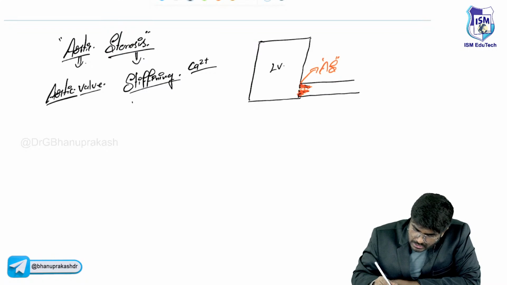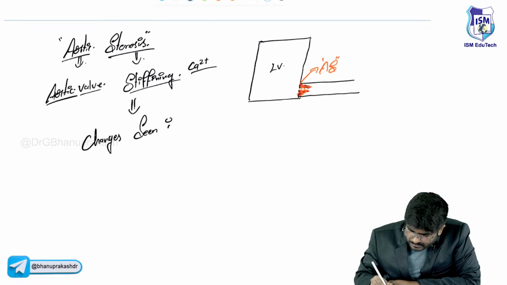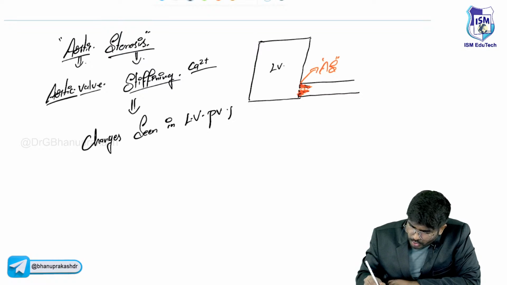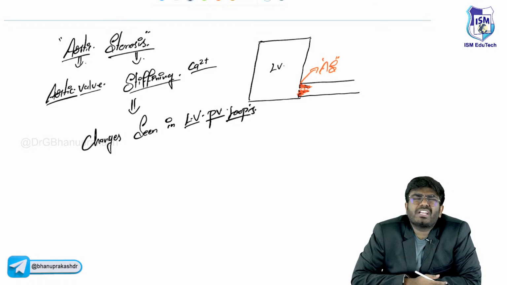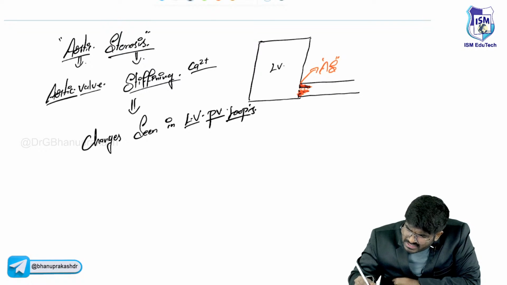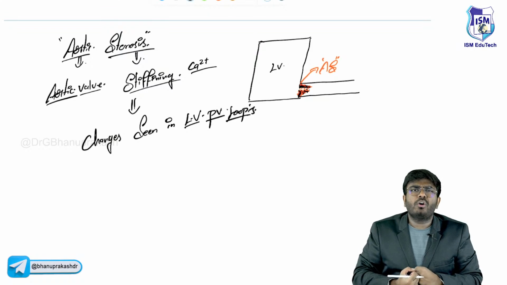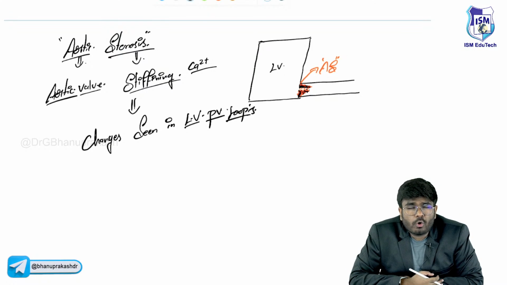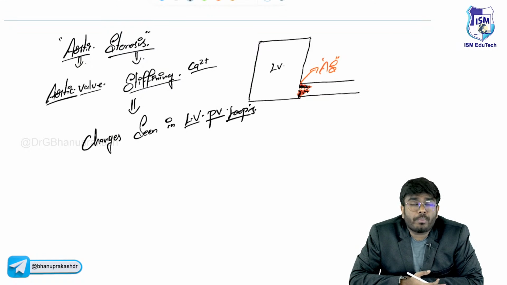Now, what kind of changes are seen in left ventricular pressure volume loops? What kind of difference can you see? Logically tell me. Whenever there is such a stenosed aortic wall, it's a very hardened wall, no? So to open such a stenotic wall, does the left ventricle have to do more job or less job? The left ventricle has to do more job. Simple.